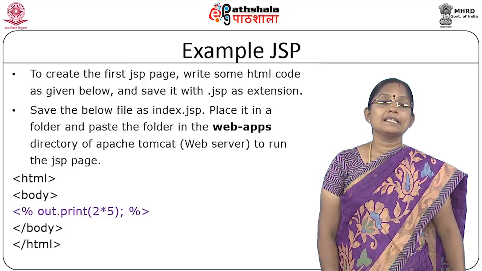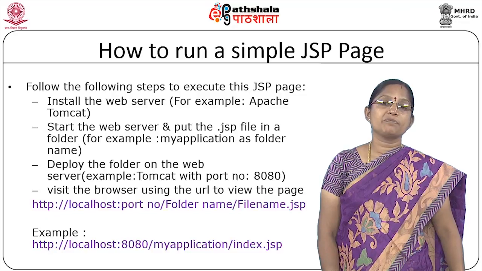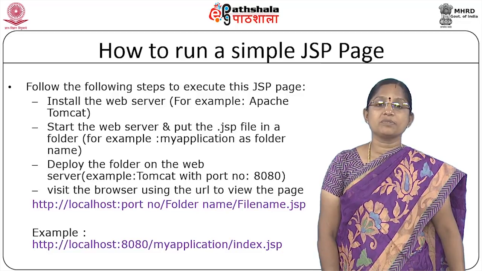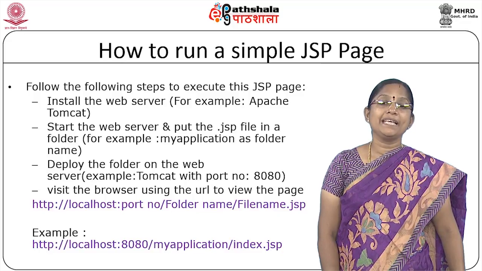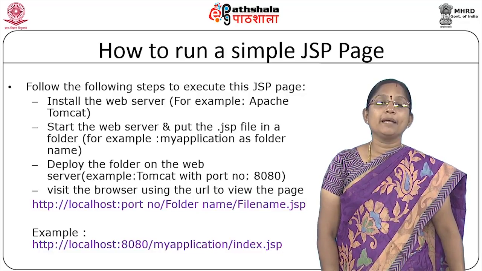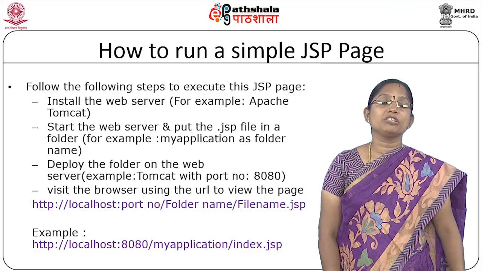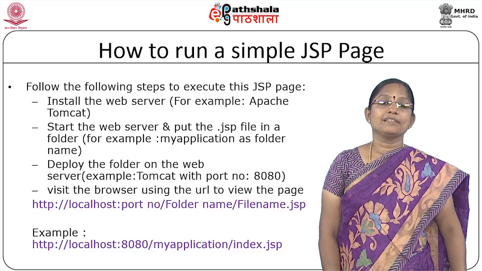Okay. Now let us see the steps of running a simple JSP page. The first step says to install the web server. Let us take the example of Apache Tomcat. Then start the services of the web server. After that, create a new folder called My Application folder. Inside the My Application folder, let us test this JSP file, which is called index.jsp. Then deploy this My Application folder on the Tomcat web server. For Tomcat, we assume that we are going to use port number 8080 to get the services.